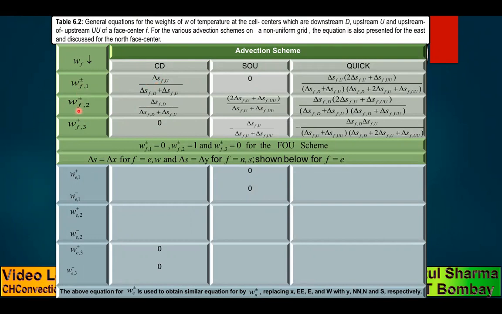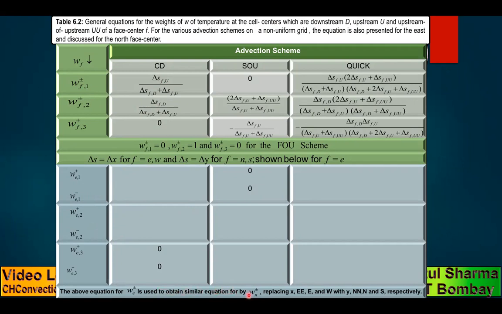So for east and west faces, this delta S will be delta X, and for south and north faces, this delta S, sorry, for north and south faces, this delta S will involve delta Y. Okay, so for east and west, as I have shown here, I'm showing you the expression for WE.